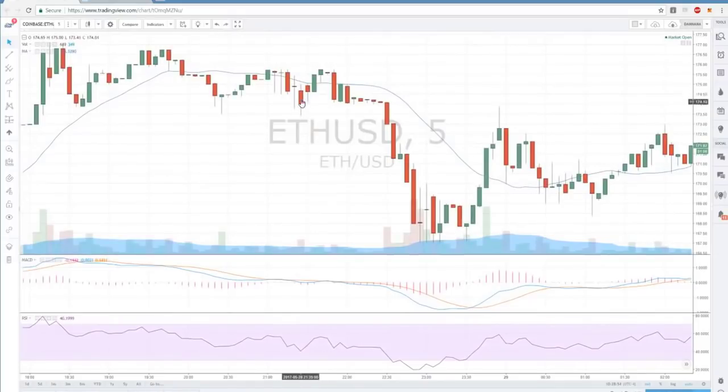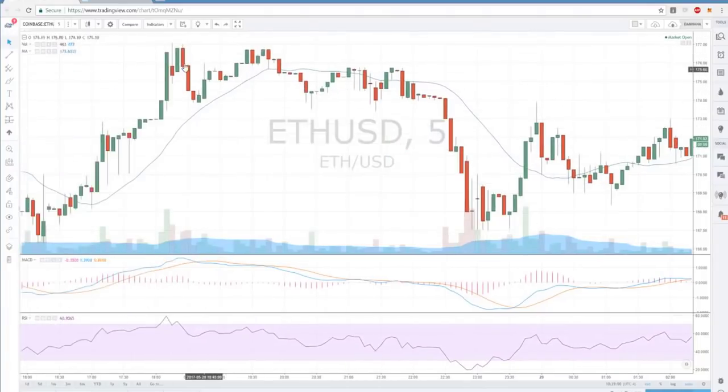I made a bullish entry here off of support. This was support here. We had our low, and I was looking for the bulls to try and break this lower high pattern.